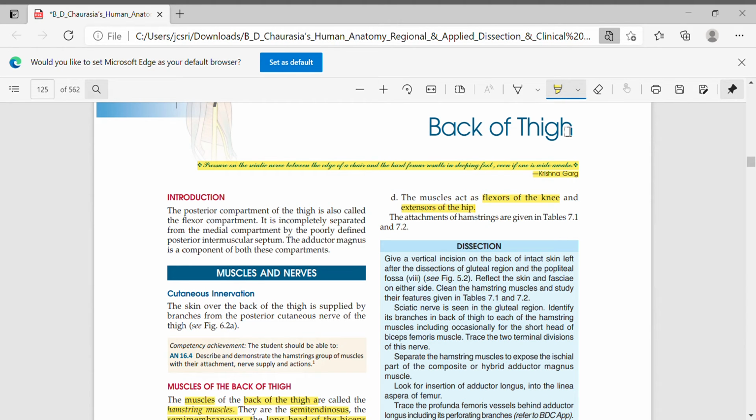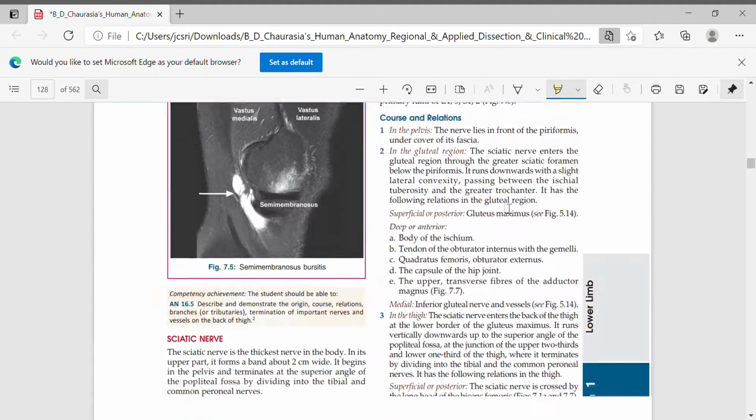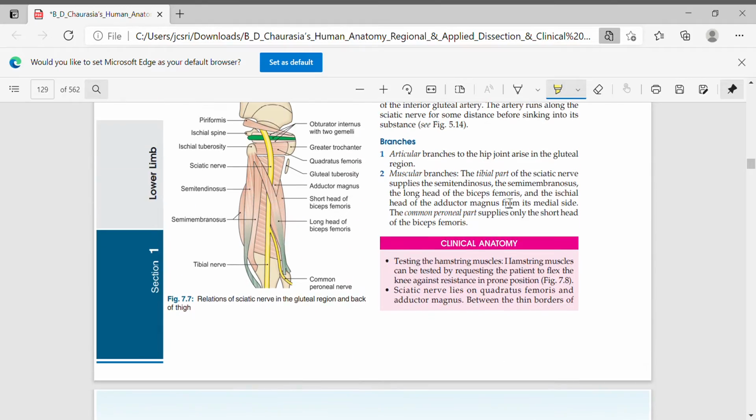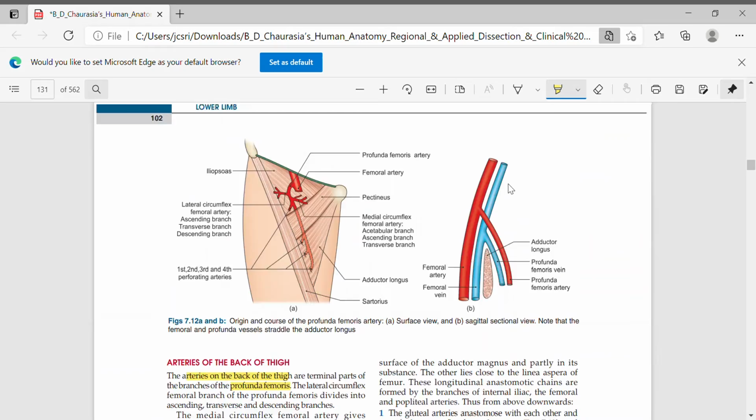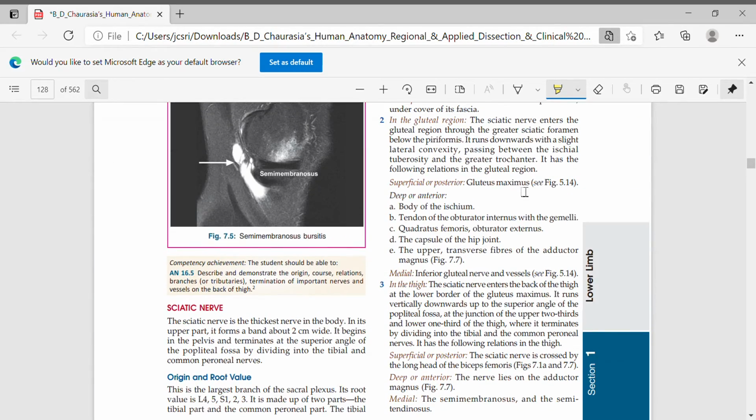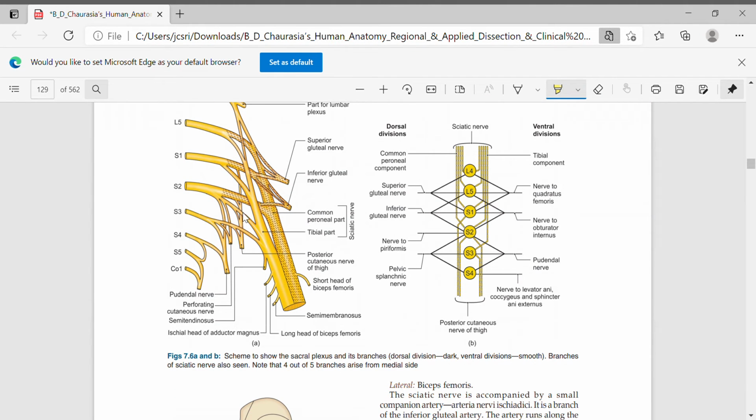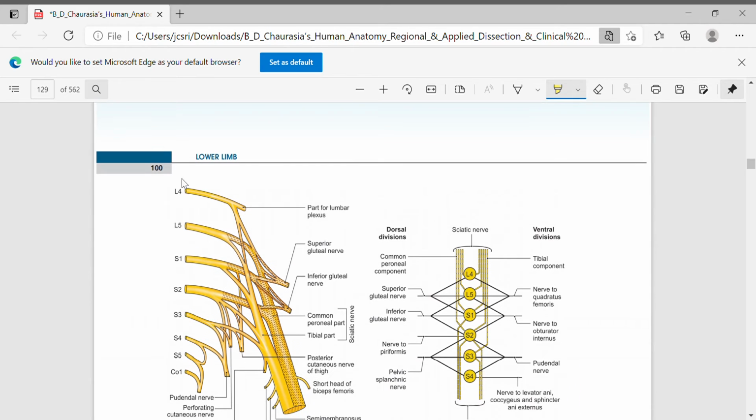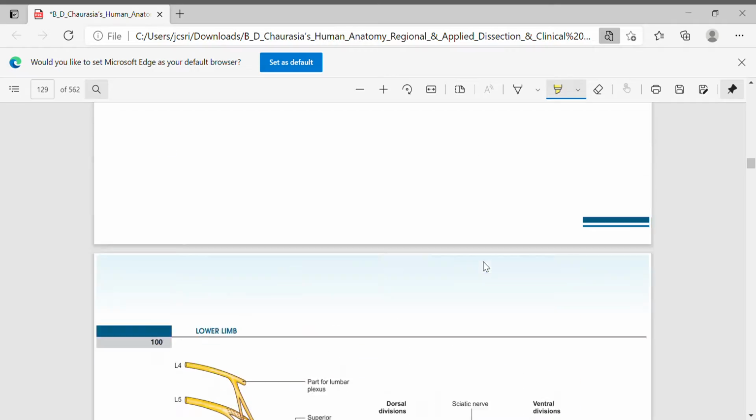Right now, as I told you, we will see the sciatic nerve. Sciatic nerve is very important as an MCQ, and also in the theory paper you will get sciatic nerve. Okay, so it's important. We will learn it using the diagram. This is the sciatic nerve diagram. This diagram we can use for clear understanding, so please practice this diagram also.